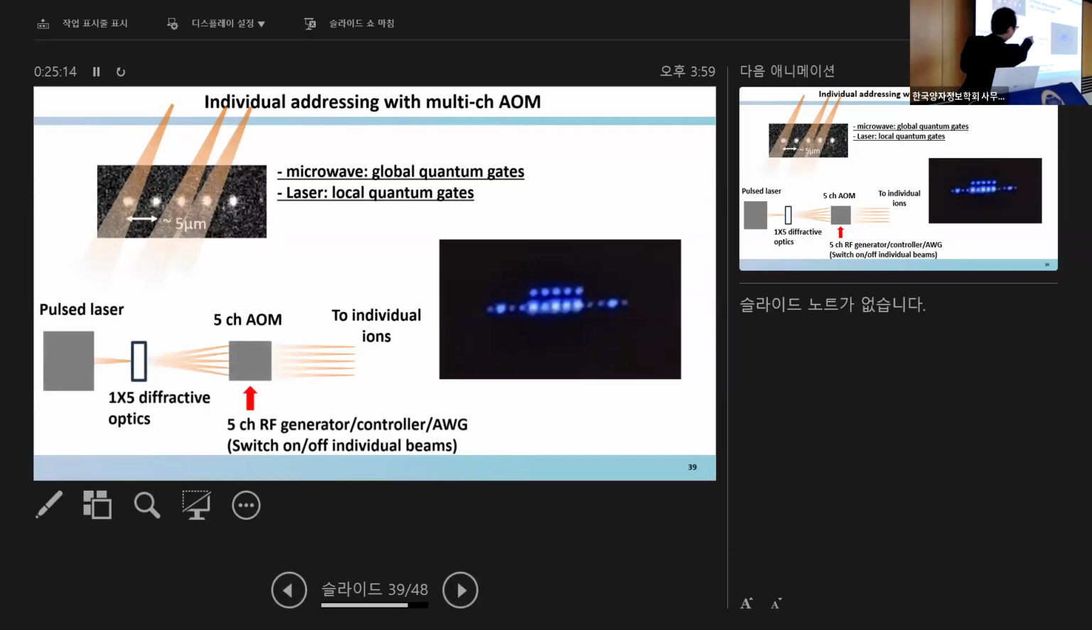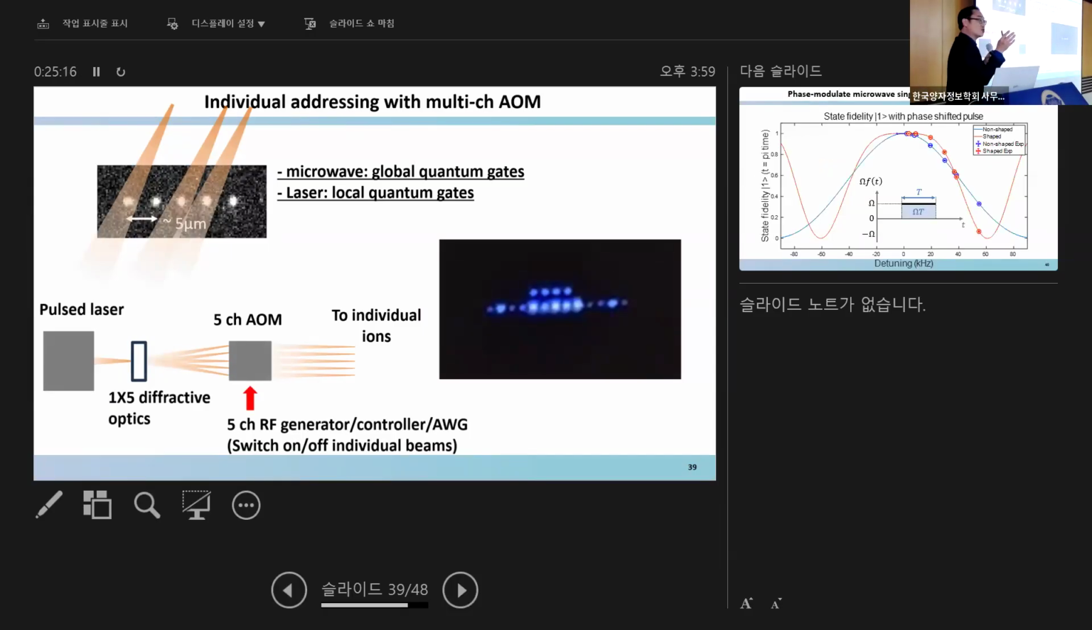So you see the blinking there. That's a multi-channel modulator that controls one and the other. So we want to deliver this light to the atom. That's what we're working on right now.